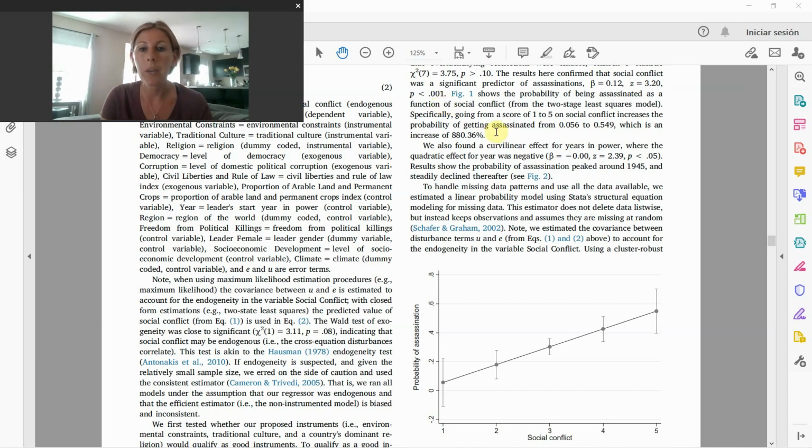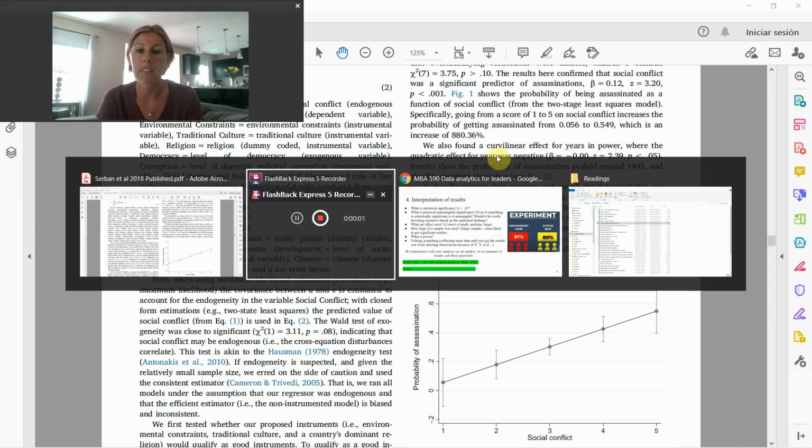So we interpreted this with the data. So we said specifically, going from a score of 1 to 5, because it was on a 1 to 5 scale, on social conflict, that increases the probability of getting assassinated from 0.056 to 0.549, which, okay, is that a big increase? Well, it is. It's an increase of 880%. So having that data and being able to interpret it and present it in a different way can help people make this decision in terms of, is it practically significant?